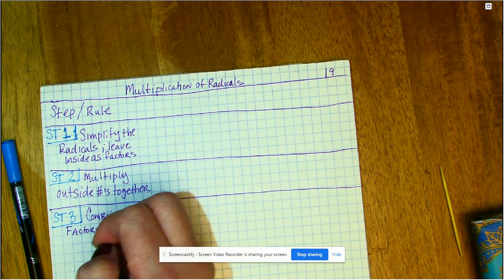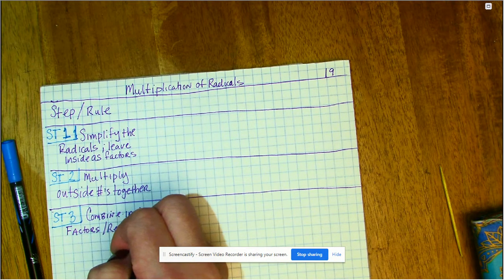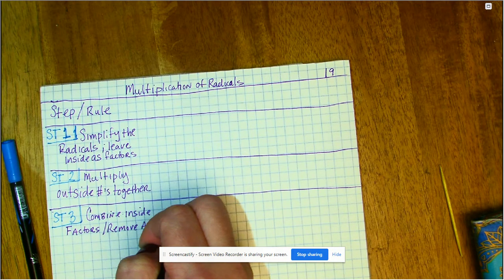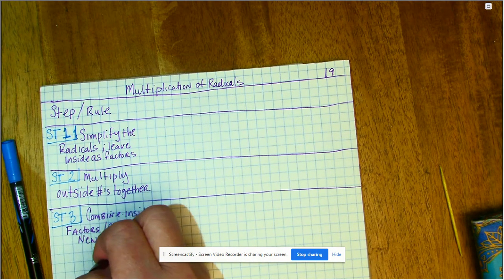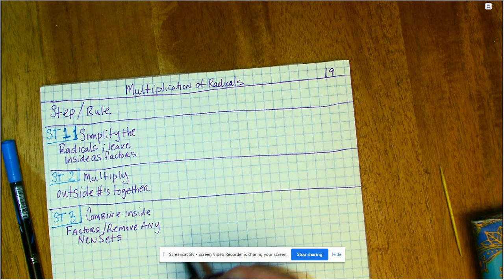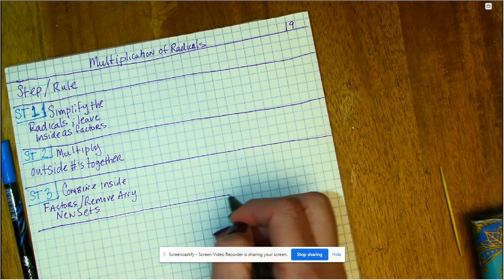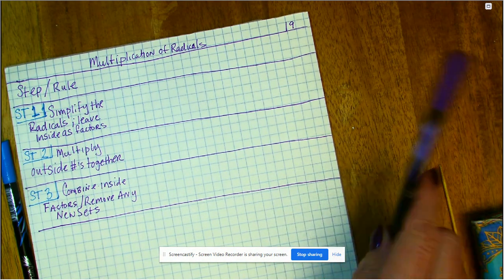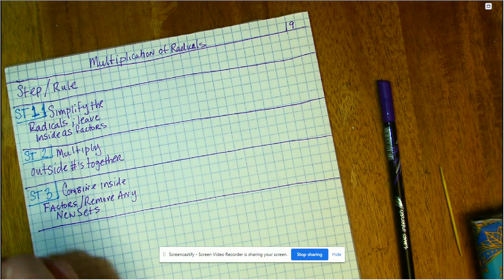Factors. And remove any new sets. So we're going to be looking at the inside factors that were left over from the radicals we're multiplying together. And so now if there's a new set, we can remove that set.